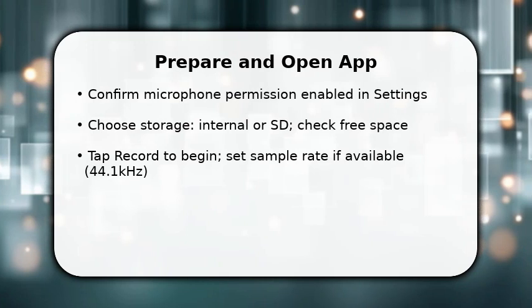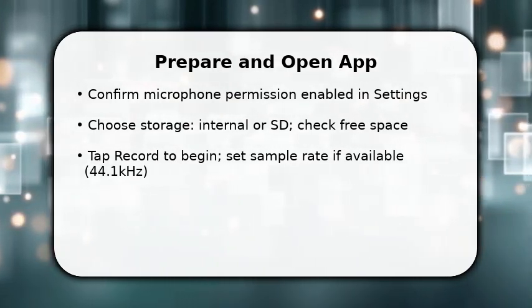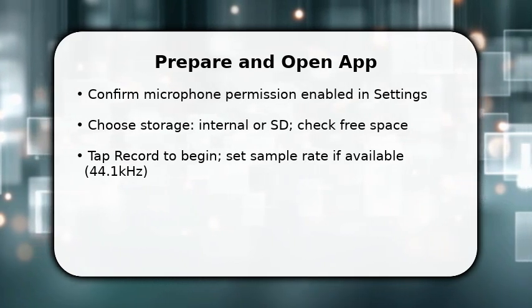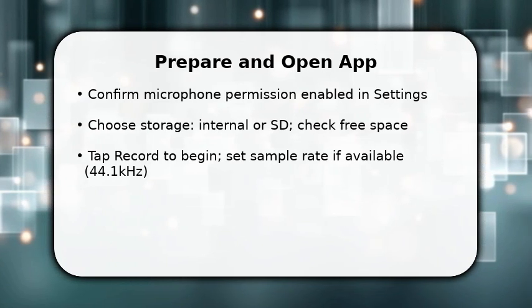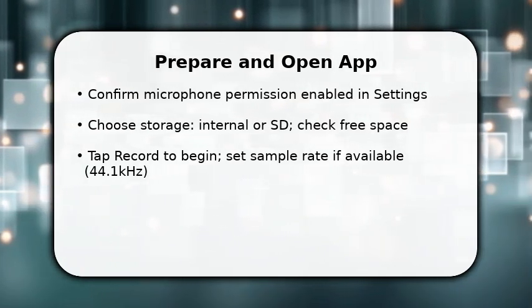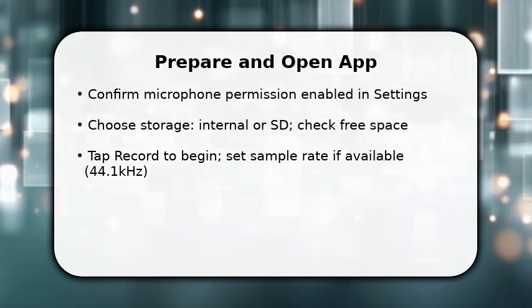You start by granting the app microphone access and selecting where files will save. Once done, verify available storage so recordings don't stop unexpectedly. Then open the voice recorder and pick a sample rate or quality preset. Higher rates use more space but improve clarity.